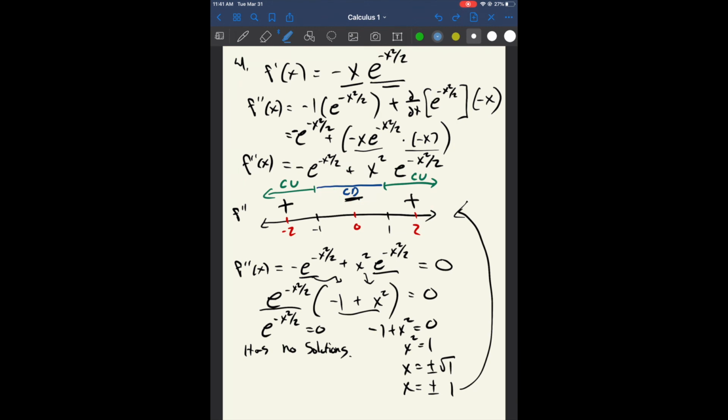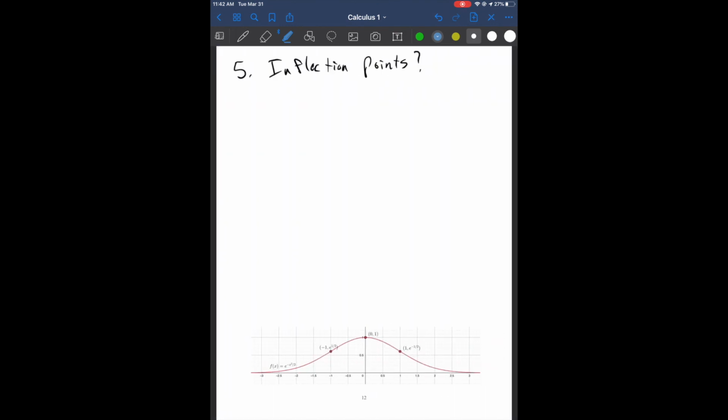Okay. So we can see that our two inflection points are actually these points that we found right here, right? So we have an inflection point at -1 and at 1. Okay, so we'll write that down. So we have two inflection points, one at x equals -1, and another at x equals 1.